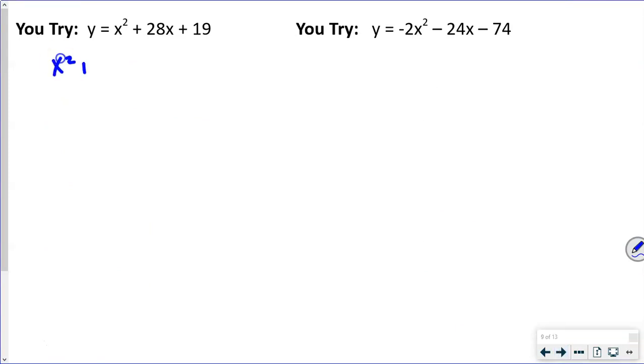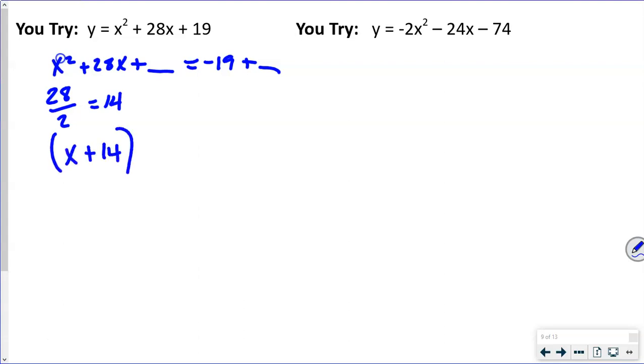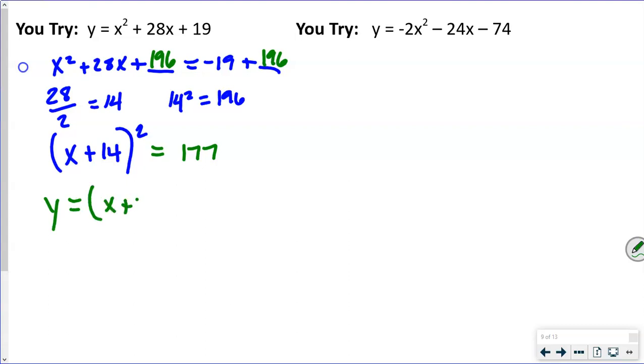So this one's x squared plus 28x plus blank equals, again, negative 19 plus blank. So I'm going to do 28 divided by 2, that's 14. So I've got x plus 14 squared. And then I'm going to do 14 squared, and that's equal to 196. So I'm adding my 196 up here and my 196 here. And when I do that, I get that equals 177. So here again, when I write it in vertex form, it's going to be x plus 14 squared minus 177.